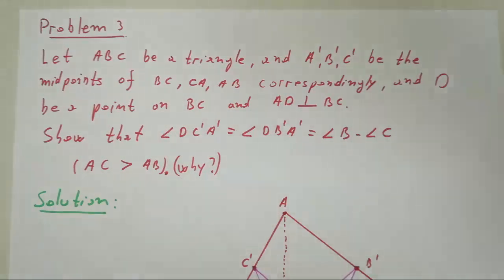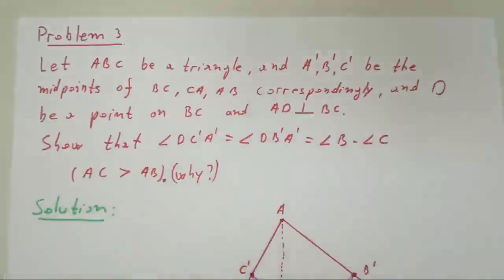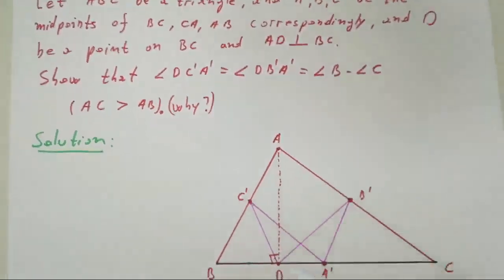The third problem says, let ABC be a triangle and A prime, B prime, C prime be the midpoints of BC, CA, and AB correspondingly. And D be a point on BC, and AD should be perpendicular to BC. So it's basically this point here. You take the height from the vertex A, and you get the point D.